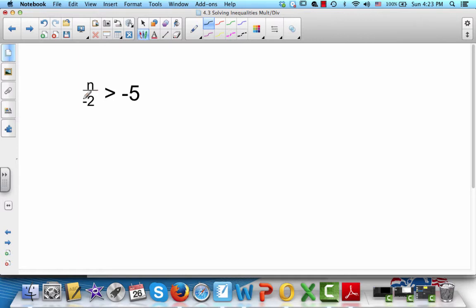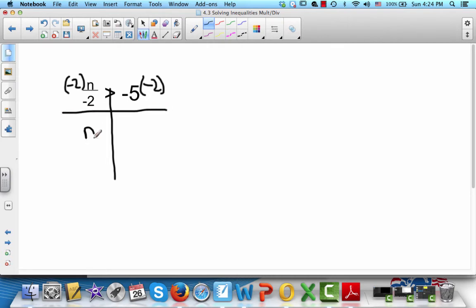Okay, now this one has a negative 2 on the bottom. When you see a negative number with the variable, that's when you know that you're going to have to switch the direction of the sign. So this time we've got, let's draw a line down the middle. This time we're going to multiply by negative 2 on both sides, because the opposite of dividing by negative 2 is to multiply by negative 2.